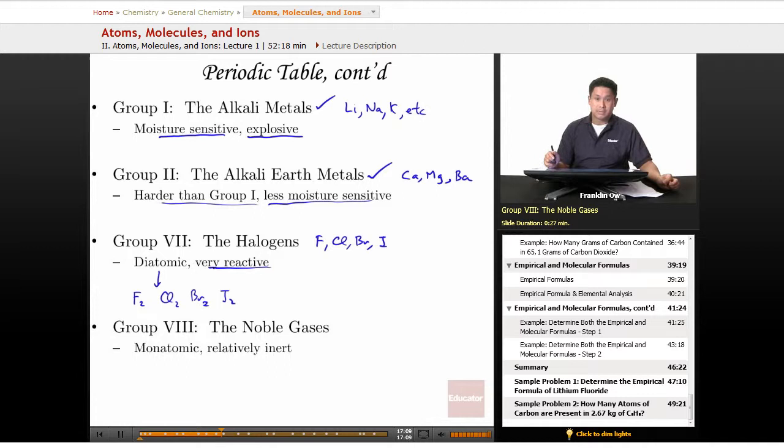Finally, group number 8, the rightmost column of the periodic table, are what we call the noble gases, such as helium and argon and neon. And unlike the group 7s, these are going to be monatomic. That is, they occur just as individual units, and they are called noble gases because they are relatively inert and have a smaller tendency to react.